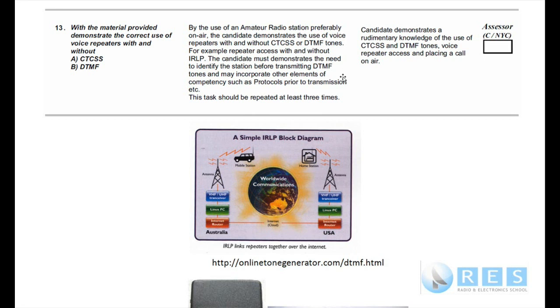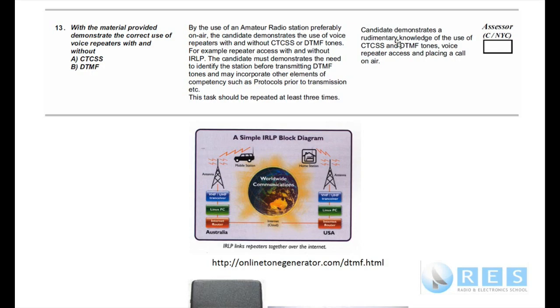The candidate must demonstrate the need to identify the station before transmitting DTMF tones and may incorporate other elements of competency such as the protocols prior to transmission. That's number 10 again, remember? This task must be completed 3 times. But in fact, when you did the earlier competency number 11, I think it was, when you went on air, that could have been done through a repeater, exactly the same way. The difference being that the repeater may have required a subaudible tone. I'll talk about those more in a moment.